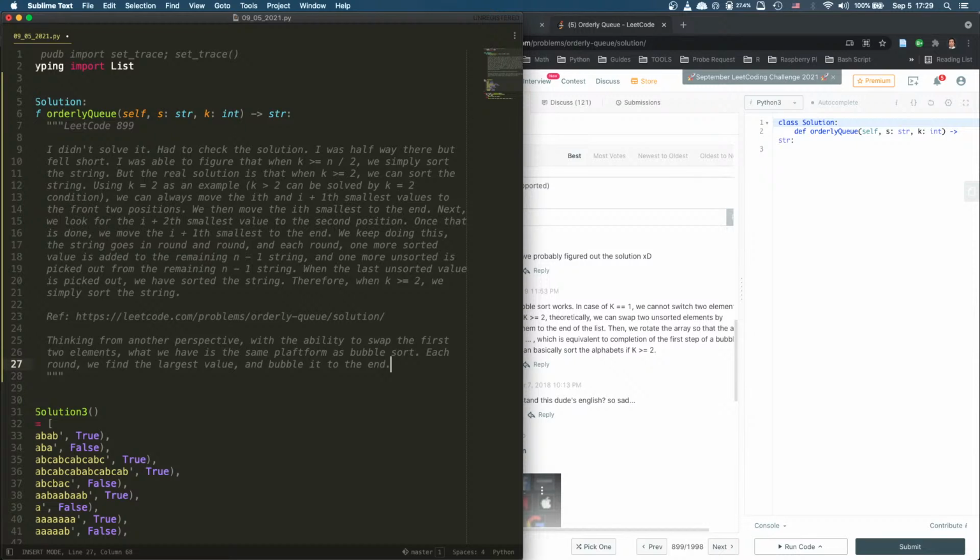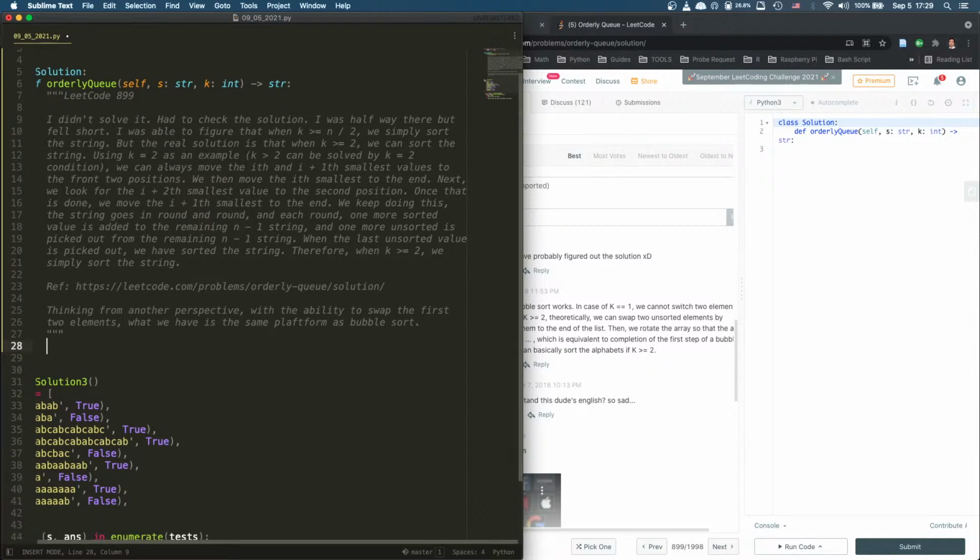Actually, it's not the biggest value, and it doesn't matter, biggest, smallest, it's the same thing. We bubble it to the end, and then we find the next one and bubble it to the end. Next one, as we keep going. I just mentioned it's the same as bubble sort, but I'm not going to do it. I think this is a better way for me to analyze.